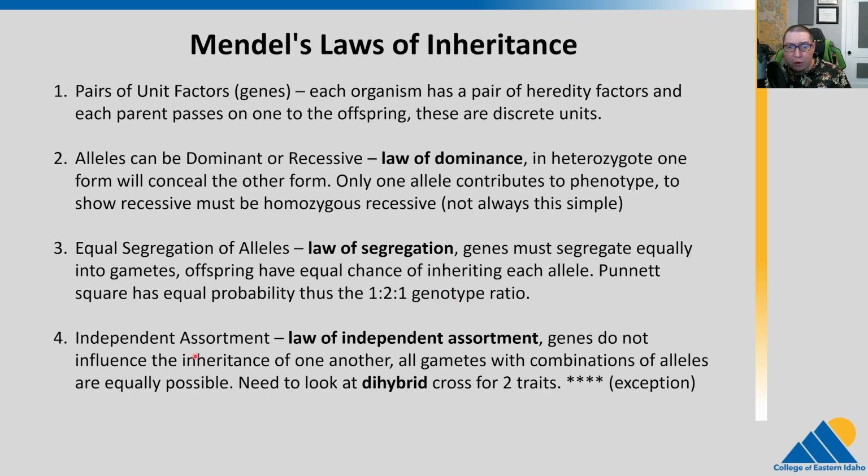Our final one, which we need to examine more closely in a second, is the law of independent assortment. Independent assortment: genes do not influence the inheritance of one another. All gametes with combinations of alleles are equally possible. So to understand this, we need to look at a dihybrid cross where we have 2 traits. This is essentially saying my height does not affect the transmission of my eye color or something like that. And for Mendel's pea plants, for the traits he was looking at, this is true. But there are some big exceptions to this one that Mendel could not predict. So let's take a look at what's going on here.